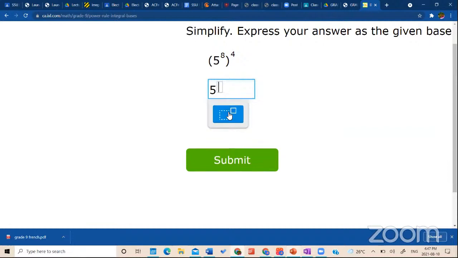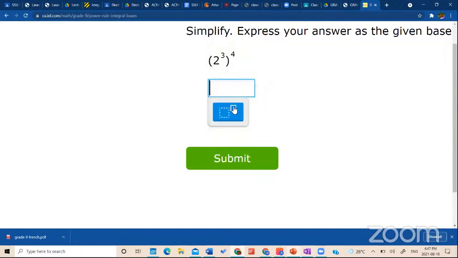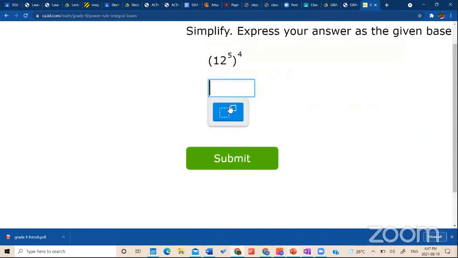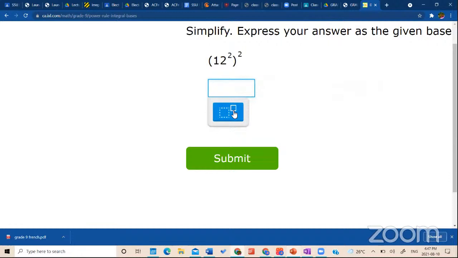This one? 32. Okay, so 8 times 4 is 32. Very good. How about this one? 12. Okay, so 2 raised to the exponent 12. This one? 20. Okay, 5 times 4 is 20. Okay, let's do one more and then we'll move on to another.